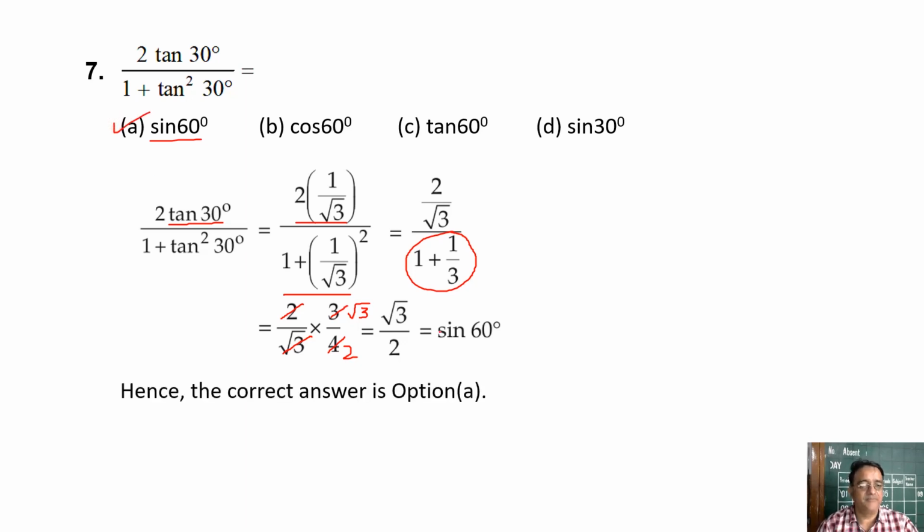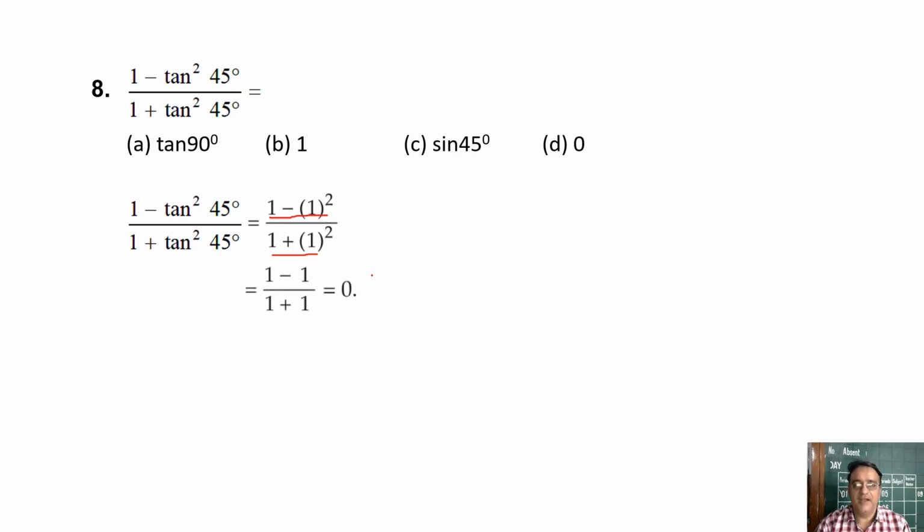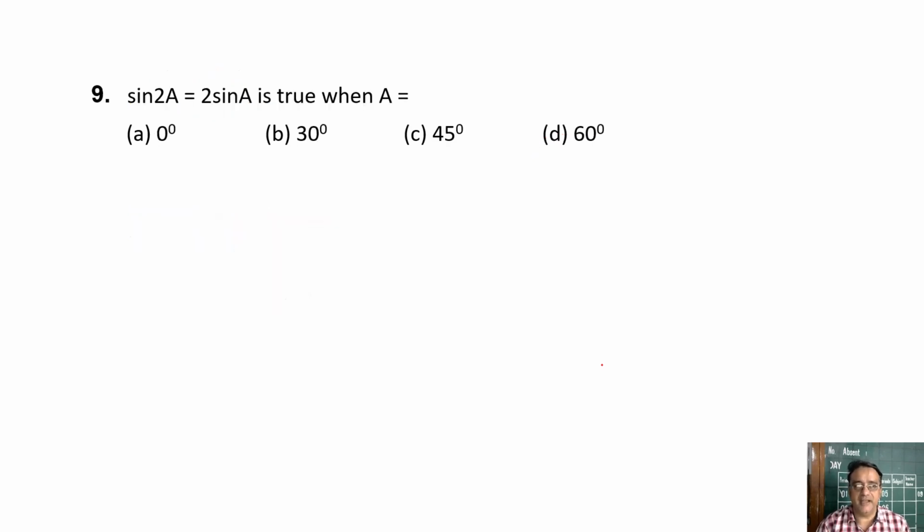Option A, right. So now the next question, 1 minus tan square 45 degree upon 1 plus tan square 45 degree is equals to what? So first we will substitute the value of tan 45 degree. What is tan 45 degree? 1, right. So 1 minus 1 square will become 1 minus 1, that is 0, upon 1 plus 1, 2. So what is the final answer? 0. And the correct option is Option D, right. So now we are moving toward question number 9.